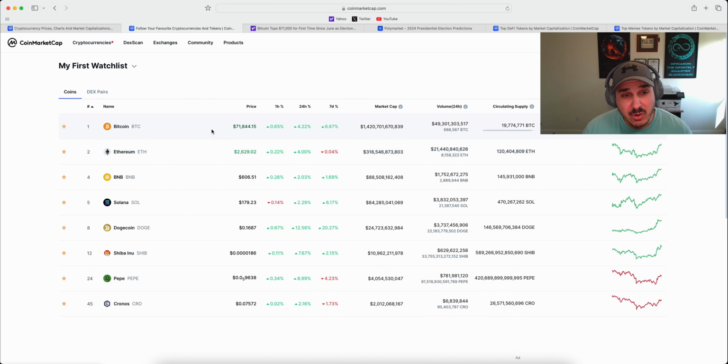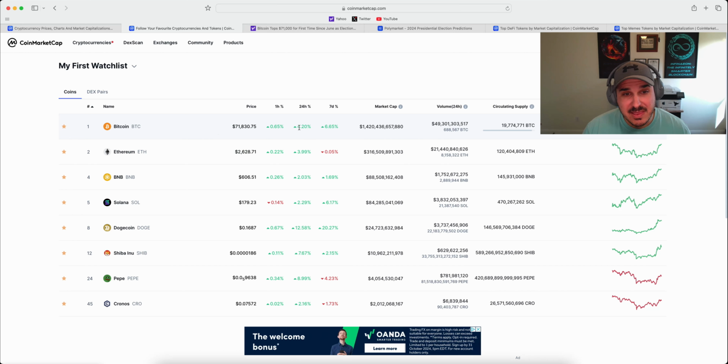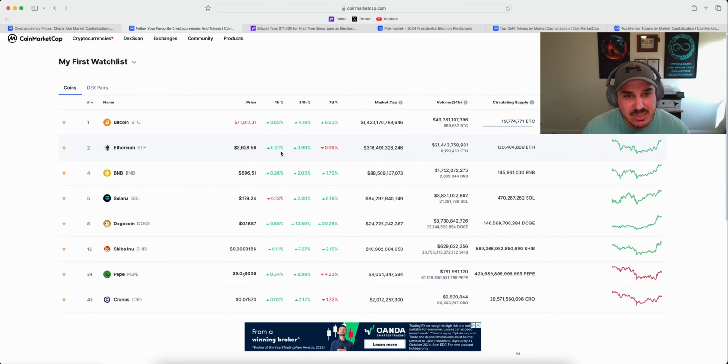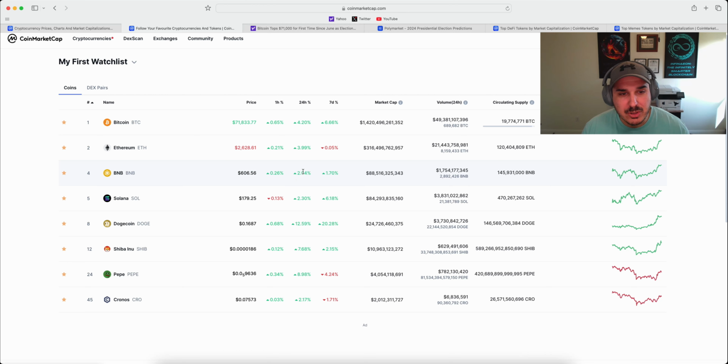So we know our Bitcoin is at 71,800, up 4% the last 24 hours. As you can see, everything that we follow on the channel is green and up the last 24 hours. Ethereum did surpass the 2,600 at 3.99% up the last 24 hours. BNB eclipsed the $600 mark. I believe it was trading at around 589, 590 yesterday, all the way up to 606, up 2%.